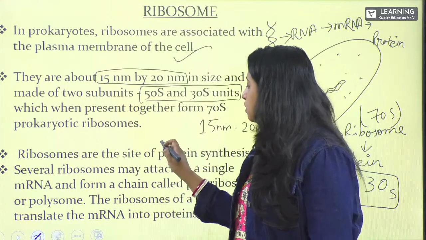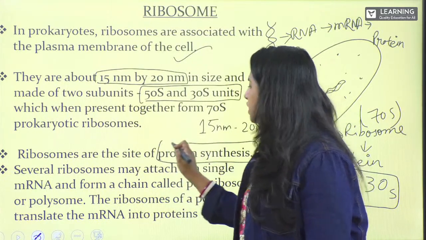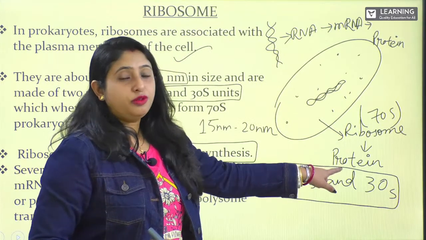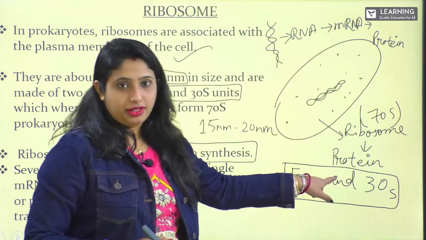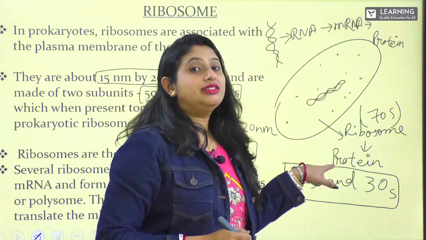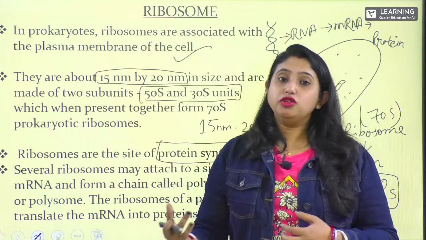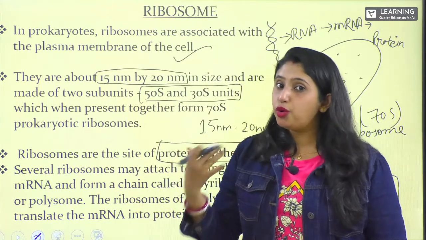So the ribosomes are what? They are the site for protein synthesis. As I have said, the ribosome is responsible for the synthesis of the protein. Clear? So how is the protein synthesized? Through the process of translation, okay? So the ribosome helps in the synthesis of protein.